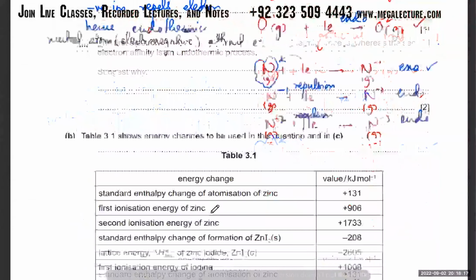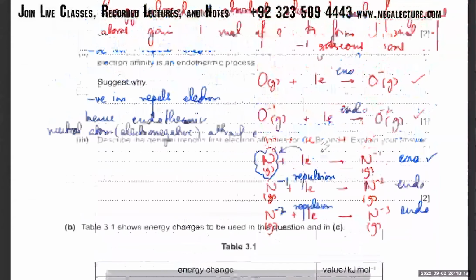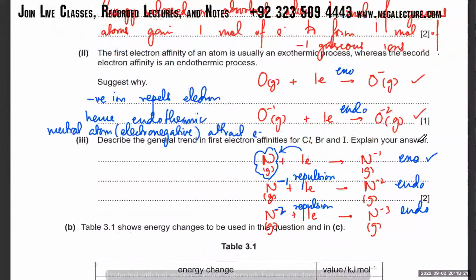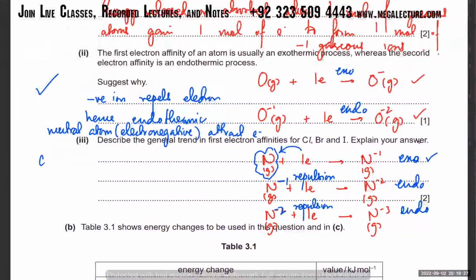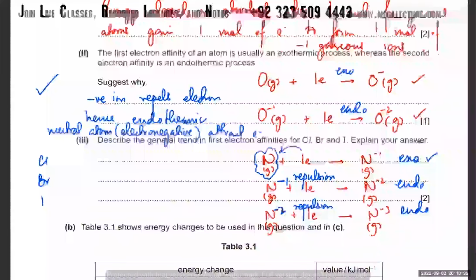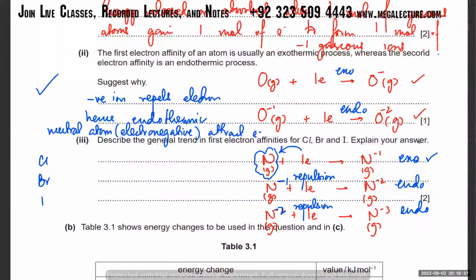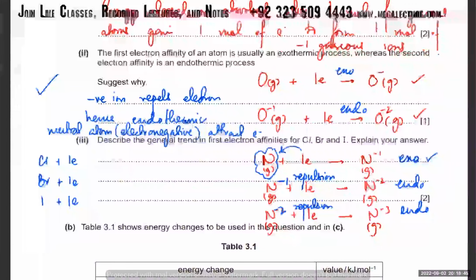Next question is this one. Describe the general trend in the first electron affinities of Cl, Br, and I. Is this clear? Question number 2, part 2, right? Yes, sir. So now we have to talk about the trend of electron affinities of Cl, Br, and I. They're trying to gain electrons, right? Now, who's going to attract electrons very strongly out of the three?